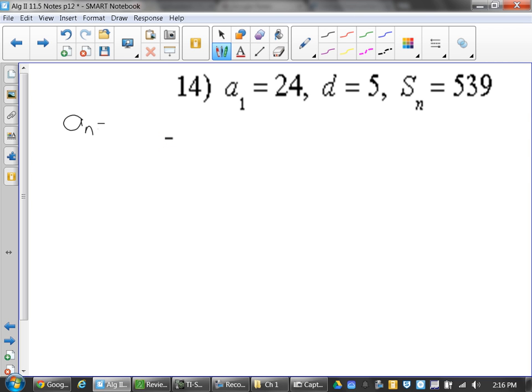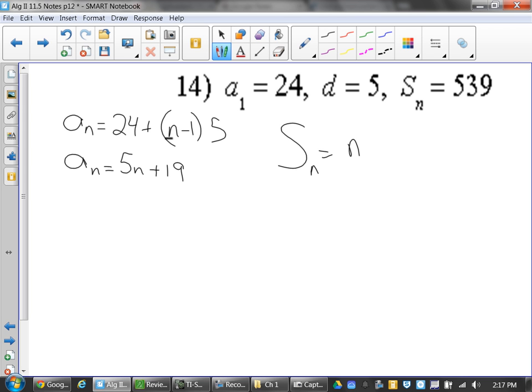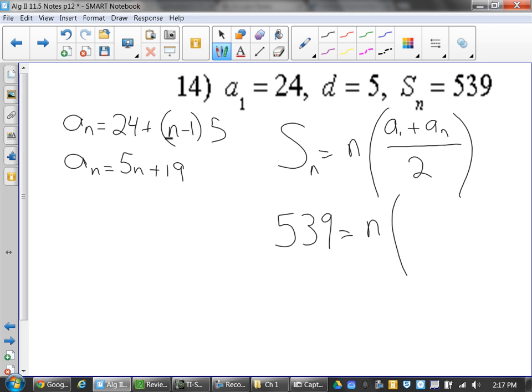We know your first term is 24. Plus n minus 1 times 5. That gives us the nth rule, 5n plus 19. Everybody okay with that? Because I was given first term and difference. If I want to figure out how many of them in this sequence I'd have to add together to equal 539, then I use that in the formula. I don't know how many I'm adding together. I use first term plus nth term over 2. 539 will equal n times the quantity 24 plus 5n plus 19, over 2. This 5n plus 19 is the nth term. That's why we wrote it out.